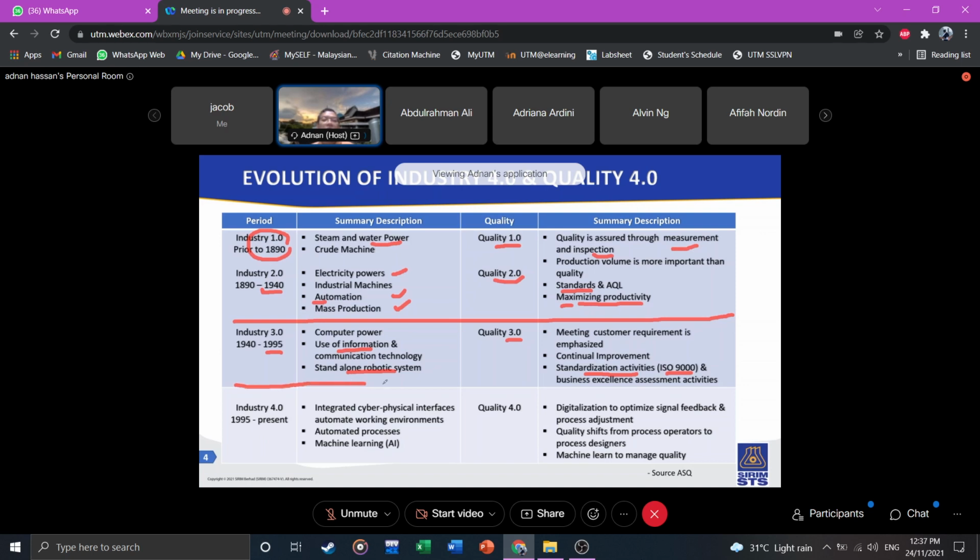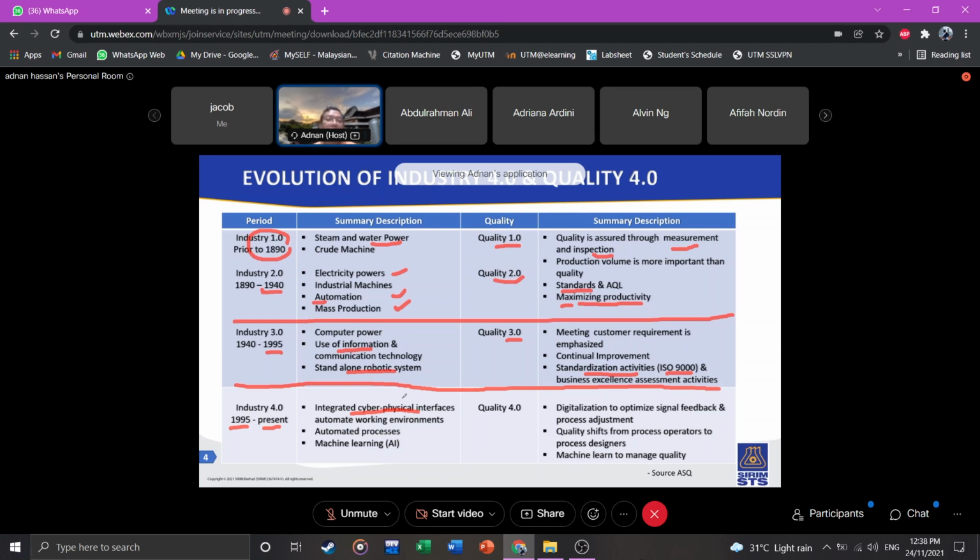So after 3.0, go to 4.0, where we are now, okay, 1995 until currently. Integrated cyber physical interface to automate the working environment. Cyber means internet, okay. So you have internet system, you have automation of machine run by computers linked to internet. In fact, the computer in the past also connected to network, but they are limited to within a factory. But now, computers are connected to internet.